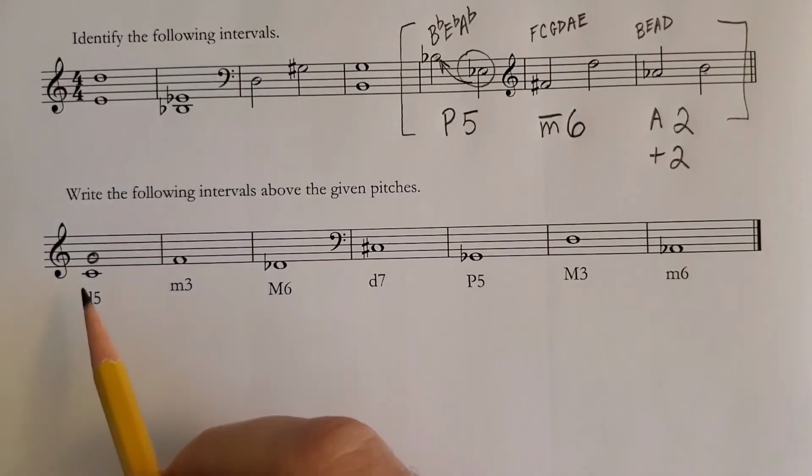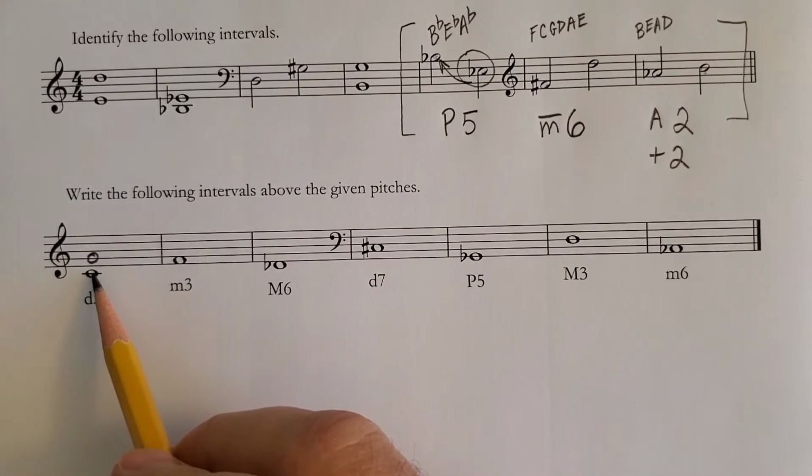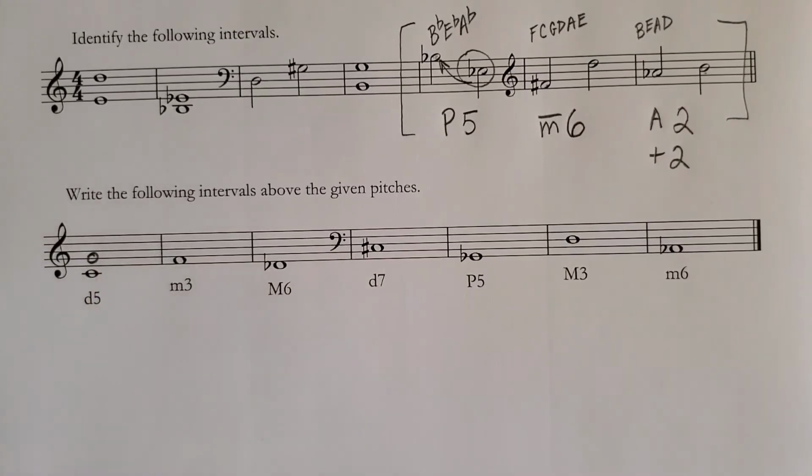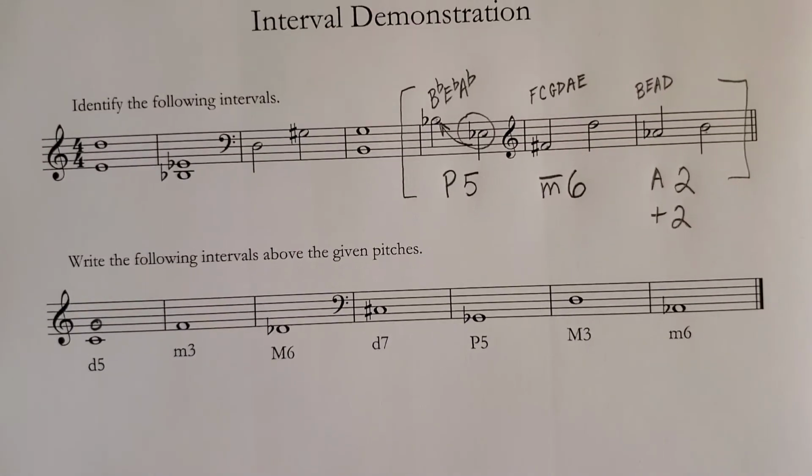If we're looking at C major, the major scale associated with the lower note, we know that C to G is perfect because there's a G in the scale of C major. How do you make it smaller?